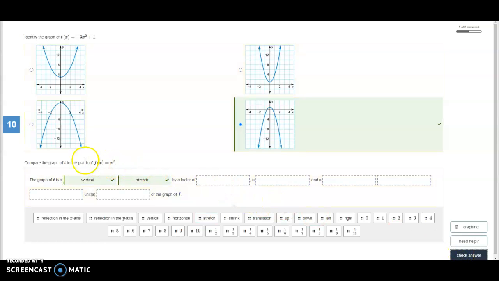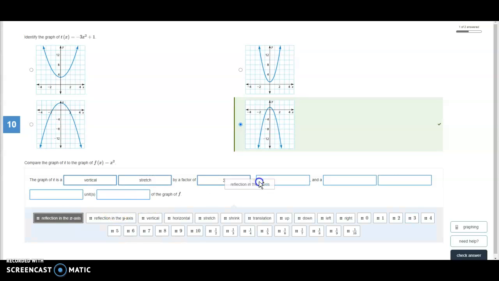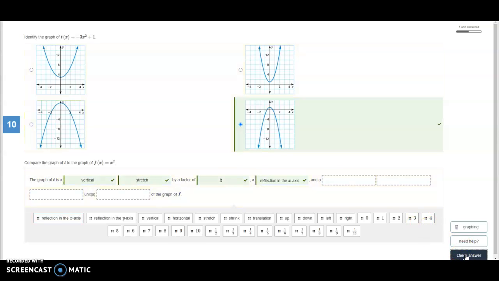By a factor of, well, the number out in front there I know is a negative 3, but let's just put down a 3 for now. A blank. So what does it want there? A reflection in the x-axis. That takes care of the negative. That's what that negative is doing in front of the 3. And you can check your answer again if you want.